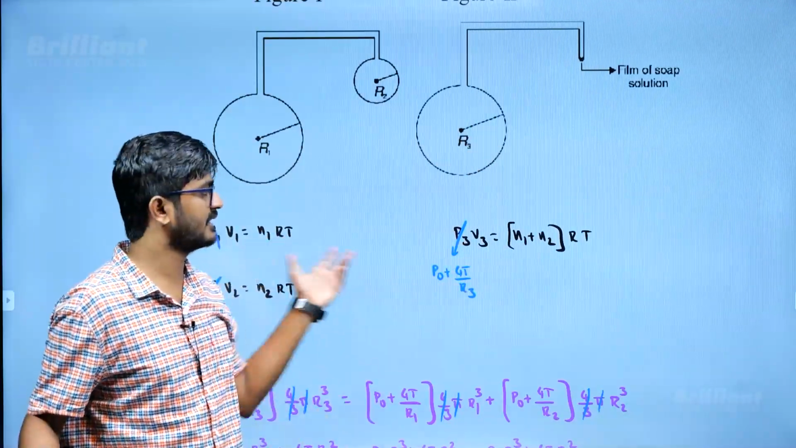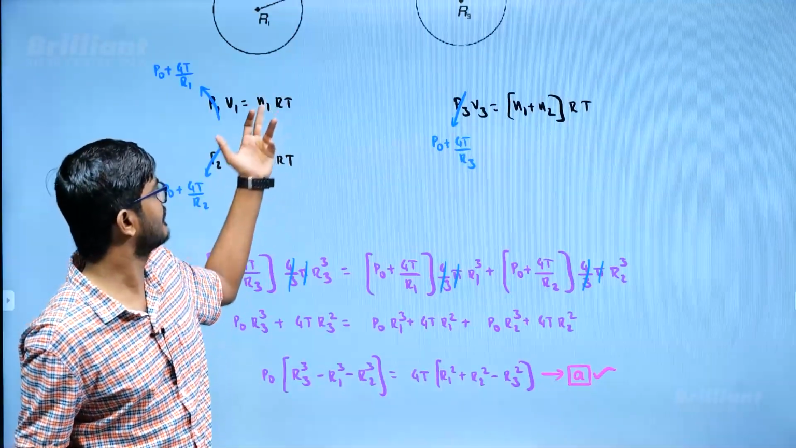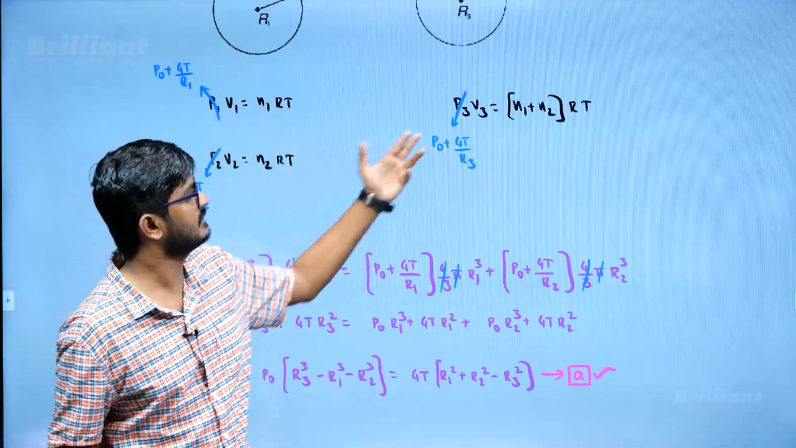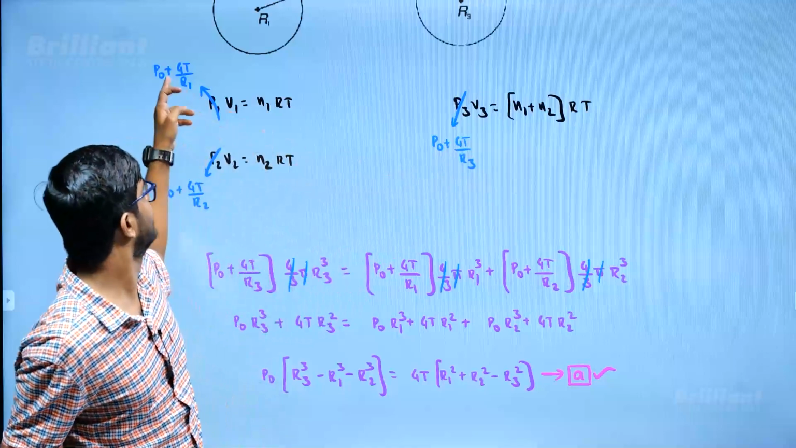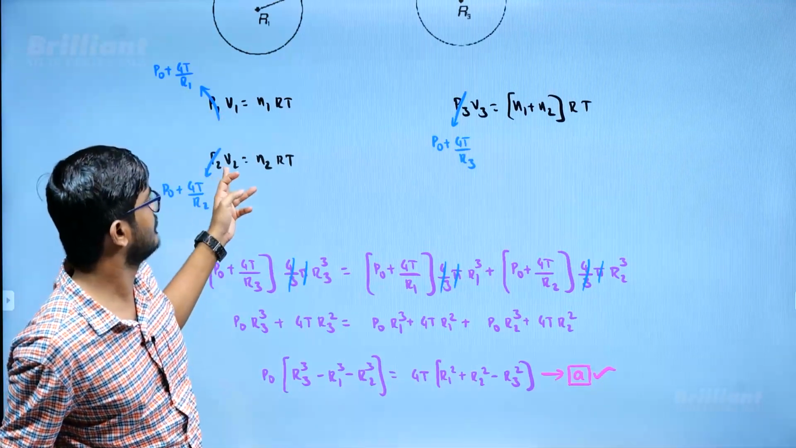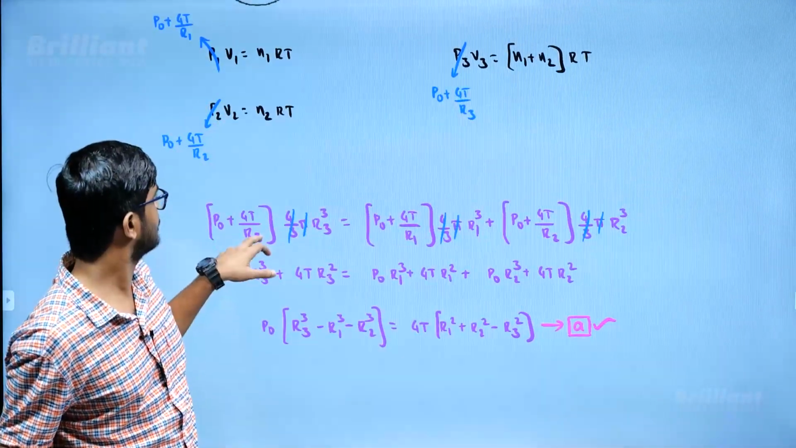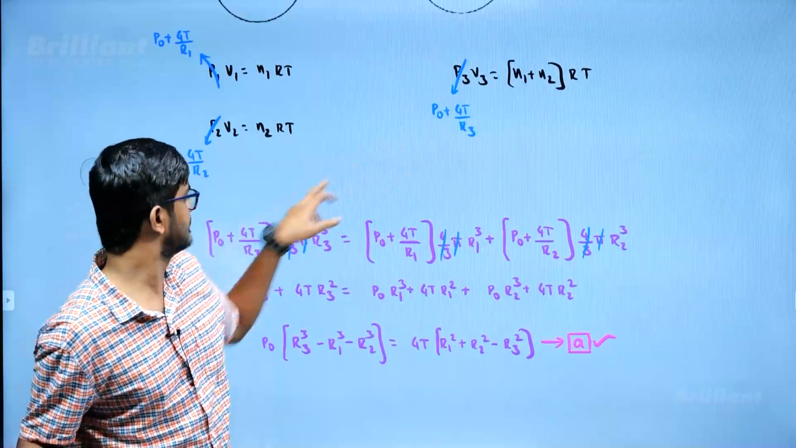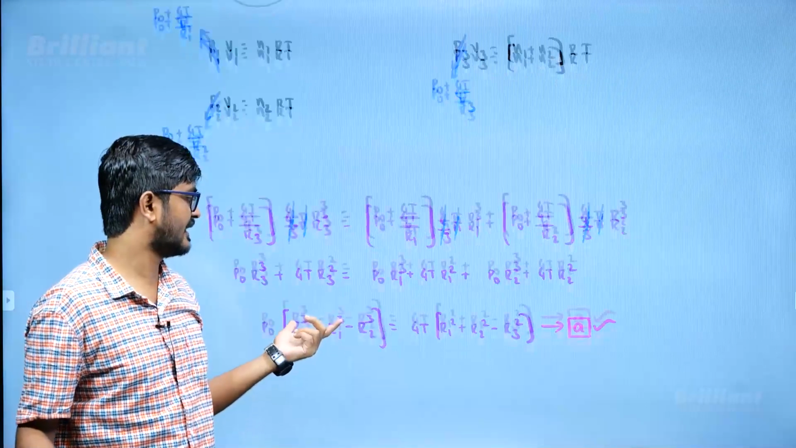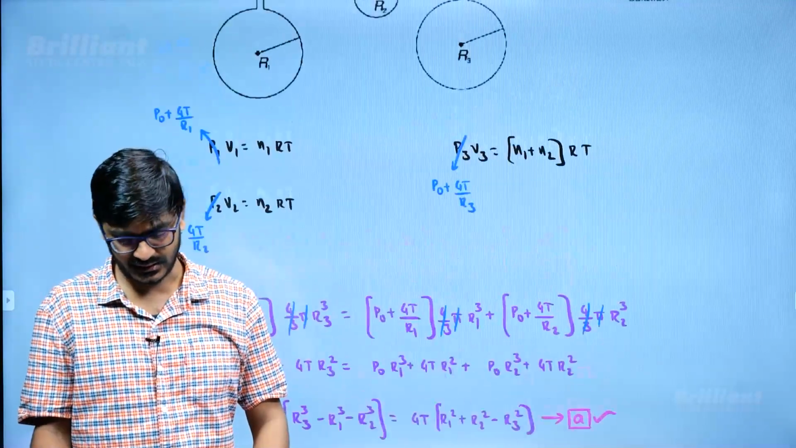So when I substitute that, I will get some equation. Now I can add these two, right? On the right hand side I will get N1 plus N2 into RT, which is the same as this one. So I can say (P0 plus 4T by R1) into V1 plus (P0 plus 4T by R2) into V2 must equal (P0 plus 4T by R3) into V3. So that's the first term. After that you just need to manipulate it, then you will get the surface tension value, which will be option A.